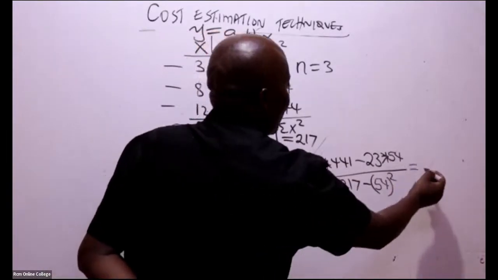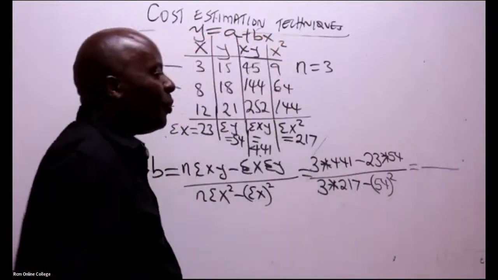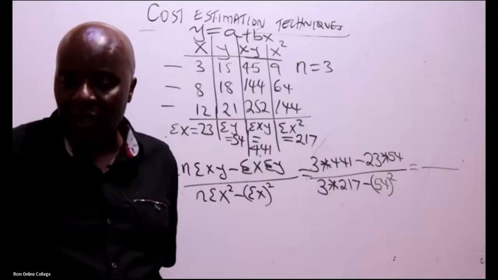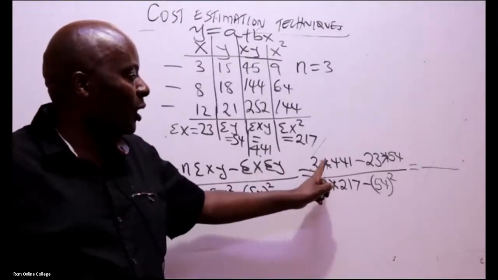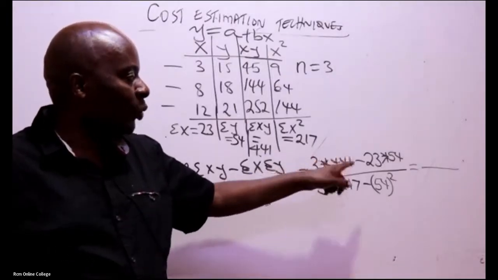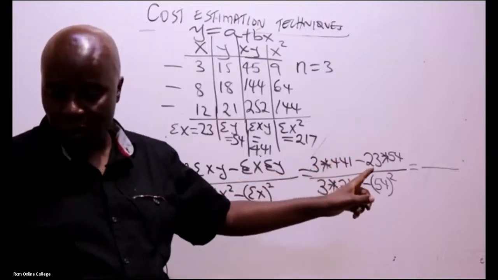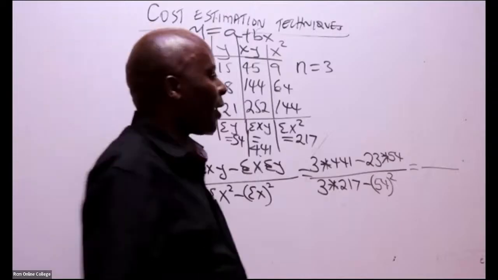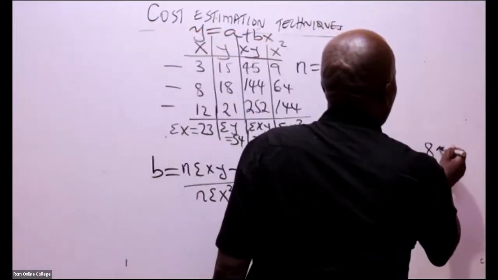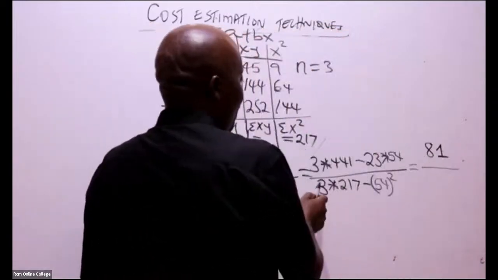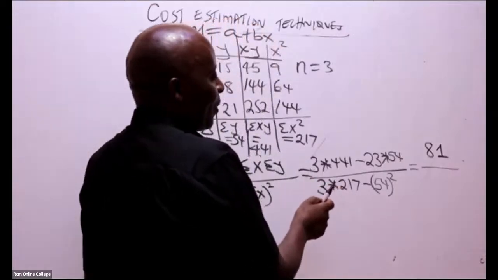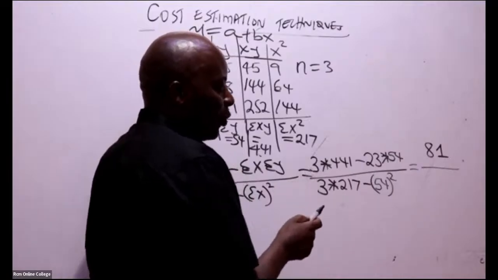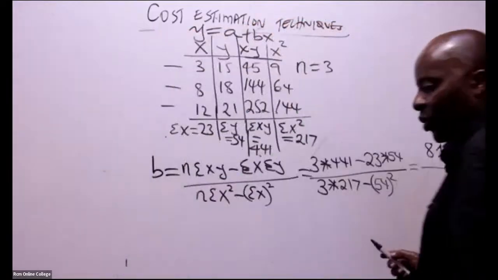Then go ahead and give me the numerator first. Numerator alone: 3 times 441 minus 23 times 54. What figure are we getting? According to Helen, we are getting 81. Thank you so much. And then we have here 3 times 217 minus 54 squared, which in this case will end up being equal to what at the end of the day?